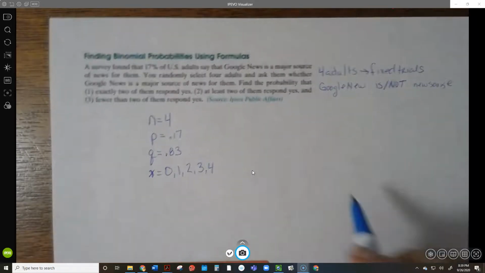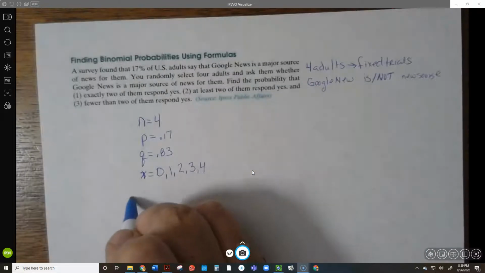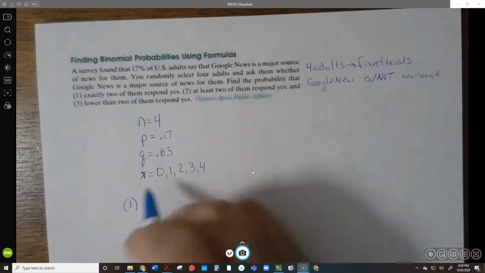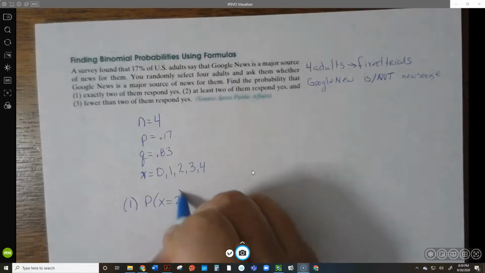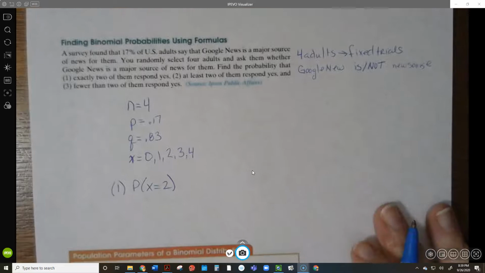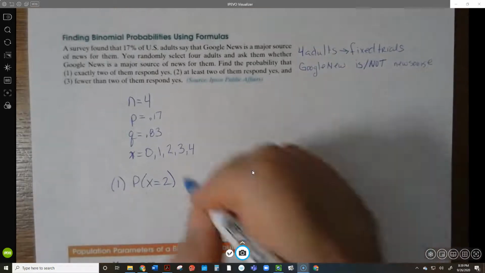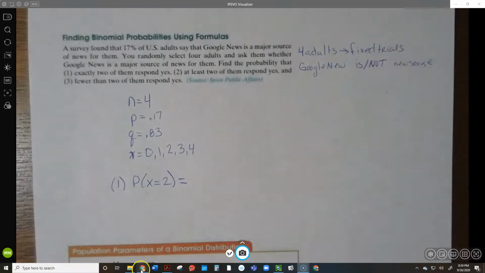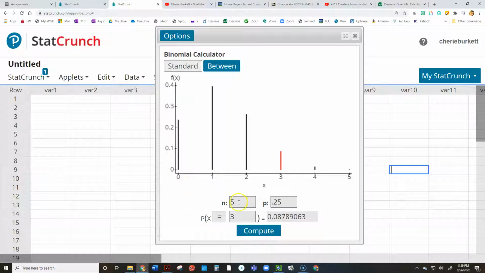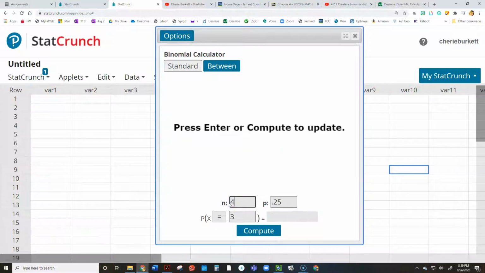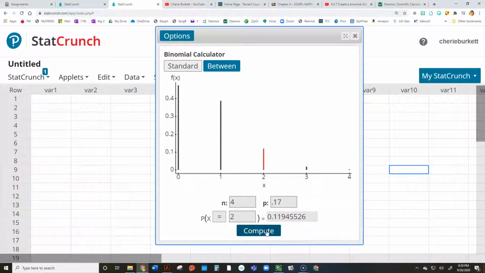So here is problem number 1. Problem number 1 right here wants us to find the probability that X is exactly 2. So you know how to do that. You can use the formula, or you can run over here to StatCrunch. That's going to be my favorite method. If you want to use the formula, you can. And we're going to change the number of people that we asked to 4. The probability of success is 0.17, and we're wanting to know what's the chances of exactly 2 of them. And here is the answer to exactly 2.